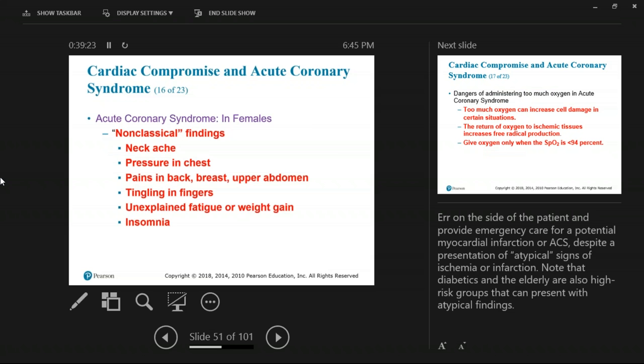Now, in females, you have non-classical findings. They have a neck ache, and I would go along with this neck ache. It's usually weakness, or maybe they broke out into a sweat, so you'd have to get that history. Pressure in the chest, pains in the back, breast, upper abdomen. Tingling in the fingers. I never had one of those that was an MI. I've had them if they were hyperventilation syndrome, but not as an MI, but who knows. Unexplained fatigue or weight gain and insomnia.